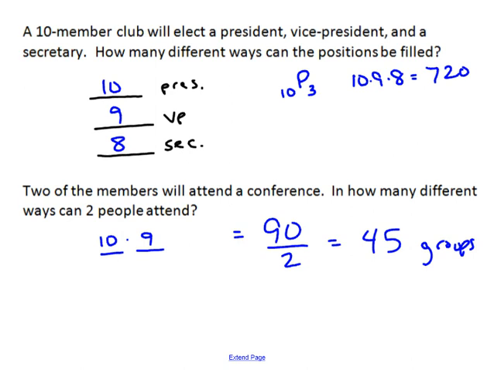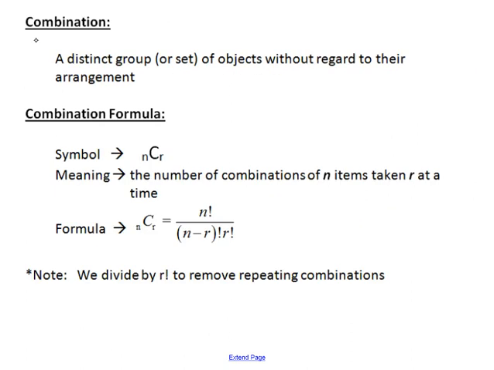And again, that's because the order doesn't matter, right? Because if you pick John and then Matt, that's the same thing as Matt then John. They're the same group. And so what that means is, if it's the same group of people, we have to get rid of those repeated ones. And that's where this idea of a combination comes in. Okay, it's a distinct group of objects without regard to their arrangement.